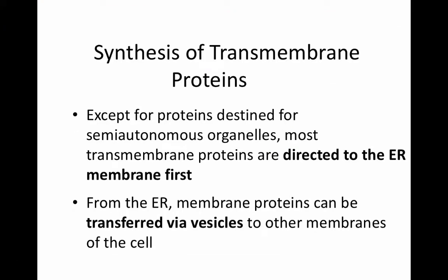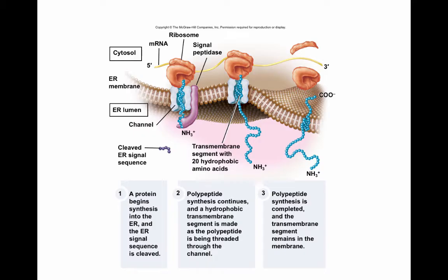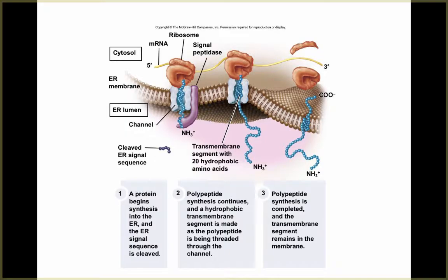Now, how we synthesize proteins or transmembrane proteins is essentially it goes through the ER membrane first. And then from the ER, it becomes part of the actual vesicle that it's going to move to the next thing through. So if you look here, the very first protein synthesis is starting to begin.